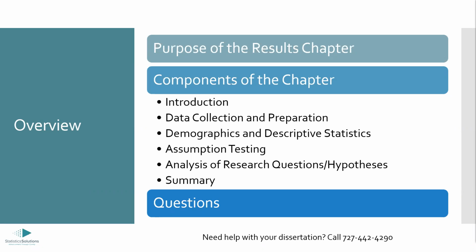But first, we're going to talk about the purpose of the results chapter and the importance of the results chapter to the dissertation. Then we're going to talk about the components of the results chapter, including introduction, information about data collection and preparation, the descriptive statistics, assumptions testing, the analyses of the research questions, and the summary. And then at the end of the presentation, we'll have time for questions.